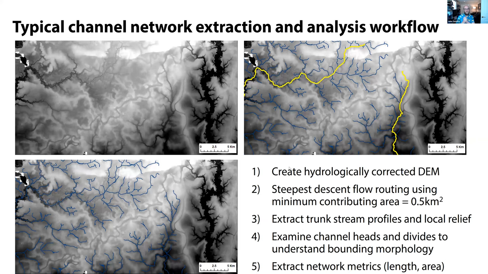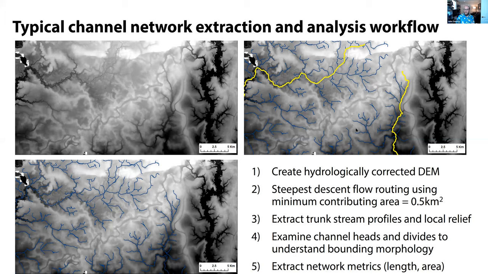A typical channel network extraction workflow that I'm sure most of us are familiar with, and is the one that you'd be taught in an ArcGIS tutorial, is something like this: if you have a DEM, you can create a channel network or a stream network in a watershed by taking a DEM, hydrologically correcting it to remove pits and little depressions, running a steepest descent flow algorithm over it to track how many upstream cells are contributing to it, and then getting these channel networks in blue, which relate roughly to where your stream network is, and then also maybe extracting out, in yellow, your main trunk streams.